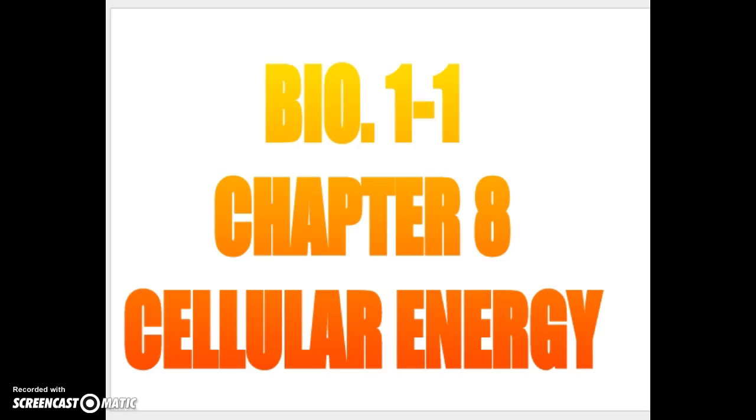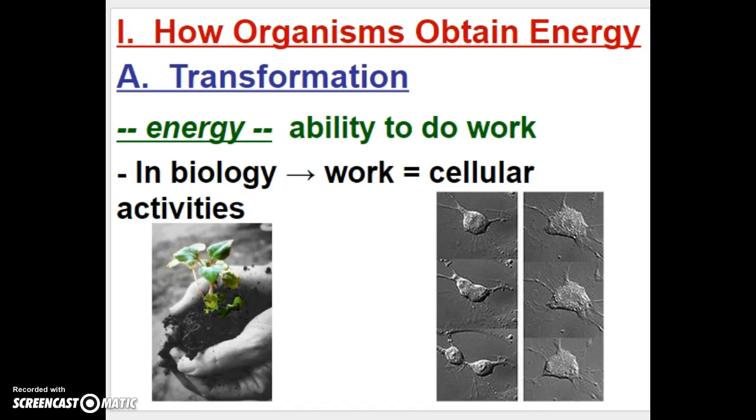Welcome to Biology 1, Chapter 8, Cellular Energy. In this chapter, we will be taking a look at how organisms obtain their energy, as well as the process of photosynthesis and cellular respiration. Now remember, energy is a requirement for all living things.